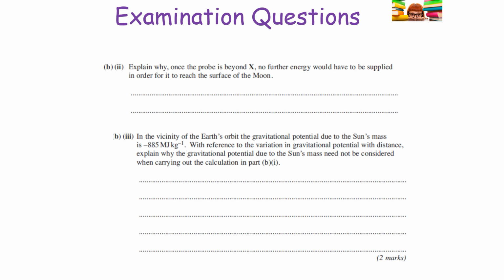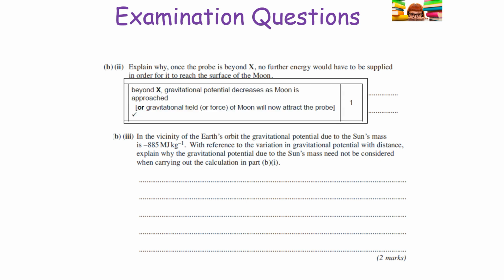Now you'll notice in these two questions that there's no calculations required, rather it's just your understanding of fields and what we actually are working out with these terms of potential, with potential difference and field strength. Now you'll notice that beyond X the gravitational potential decreases as the moon is approached, because now the gravitational field of the moon will attract the probe towards it. It's always important to remember that any gravitational field will cause an attractive force to be acting on the object in the field, wanting to pull it to the center of mass of that gravitational field. Remember, gravitational fields always produce attractive forces.